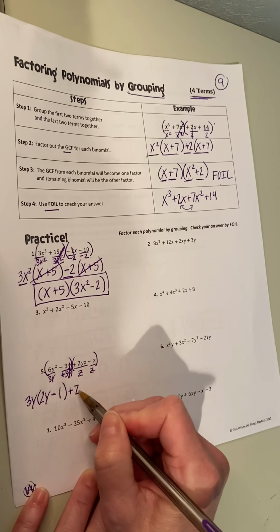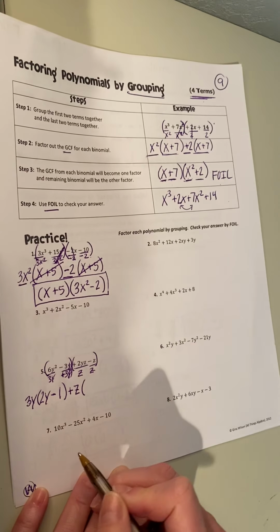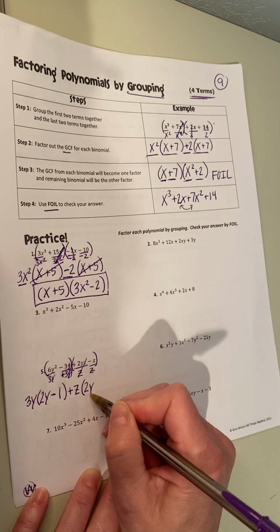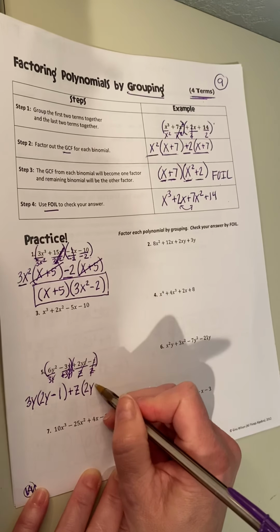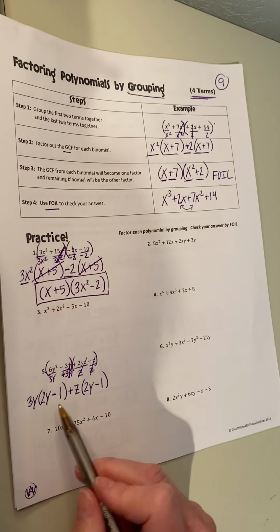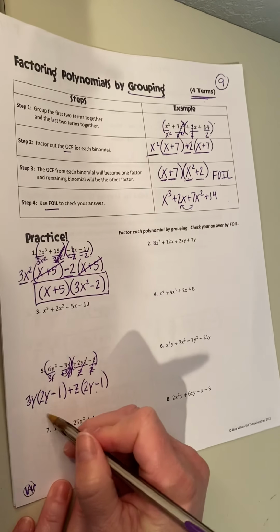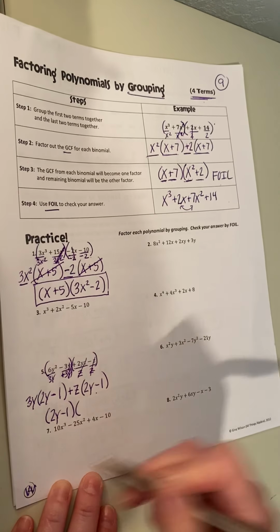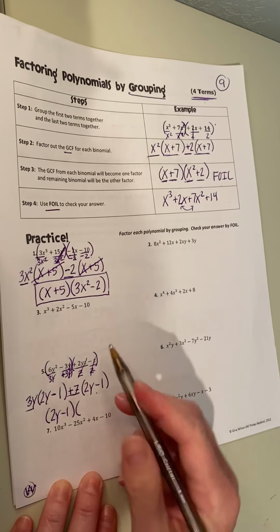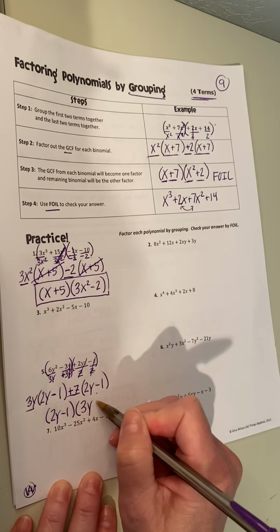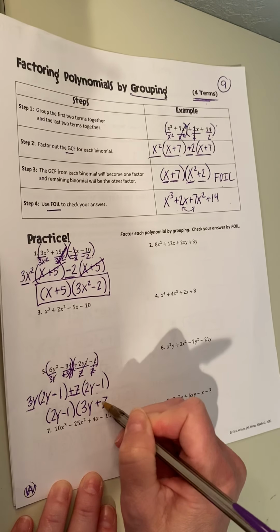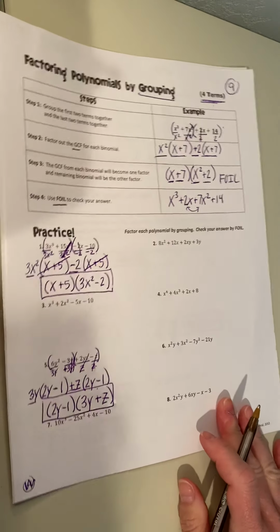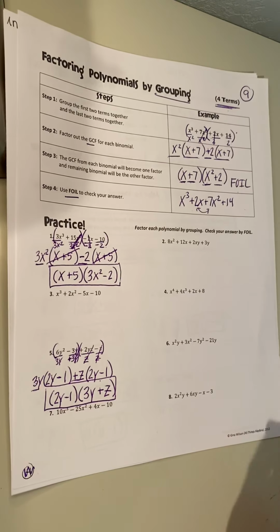So there's my z, open parenthesis. The z's cancel, leaving me with 2y. The z's cancel, leaving me with negative 1. So look, 2y minus 1, 2y minus 1, copy and paste that. For my other binomial, I'm going to use these leftover pieces. So that's a 3y plus z. And that would be factored. All right, that's the end of page 9.